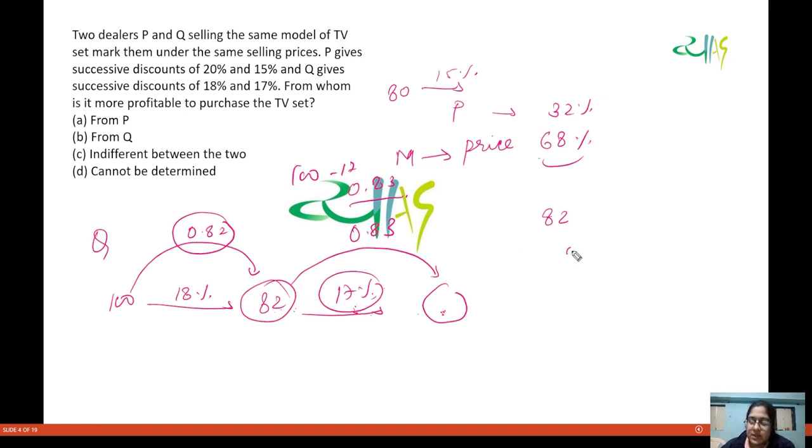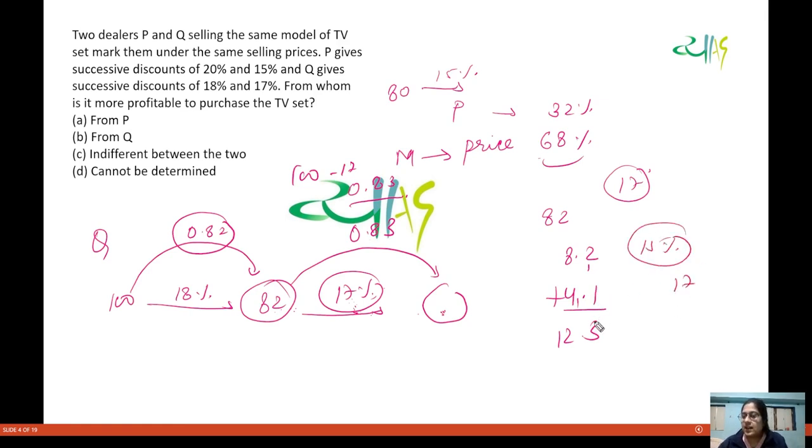See, 10% is how much? 8.2. 5% is how much? 4.1. So first we are getting this 12.3. But this is 17%. You already know that there we were getting minus 12. Here we are getting this 12.3. And that was 15%. What will be 17%? Just add two more, so that will become 14.3.